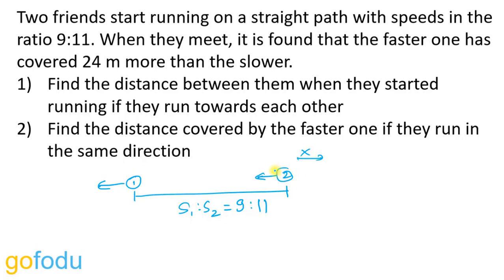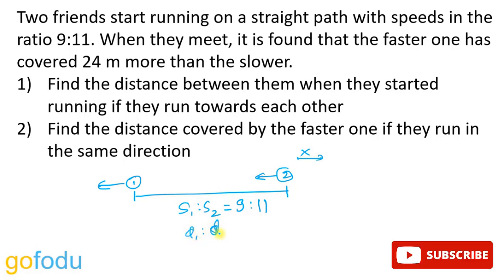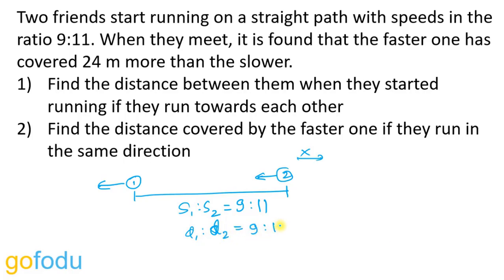Now again, as they leave simultaneously and meet somewhere, time is going to be constant, and time is constant, that means distance will be directly proportional to speeds. Distance covered by the faster one is 11 on ratio scale, right? And the difference between the distances covered by first guy and second guy on ratio scale is 2, which corresponds to 24 meters in actual. So the multiplying factor here is 12, and we have to find distance covered by second guy. That would be 11 into 12, that is 132 meters.